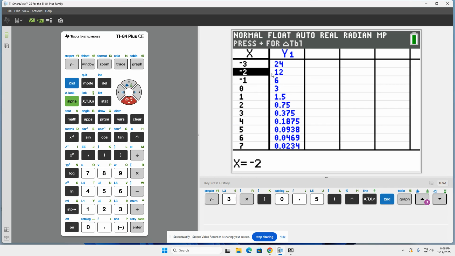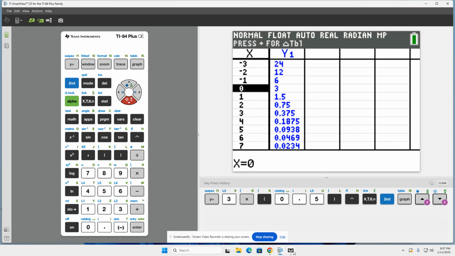Now, I can't graph negative 2, 12. It's just not on my coordinate plane. So I'm going to start right here at negative 1, 6. So negative 1, and then up 1, 2, 3, 4, 5, 6. I'm definitely going to mark 0, 3 because that's my y-intercept. 0, 1, 2, 3. I've got 1, 1.5. I've got 2, 0.75. And then as you can see, they just keep getting smaller and smaller.